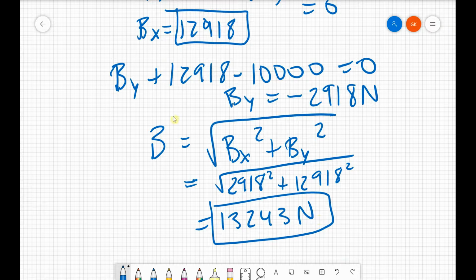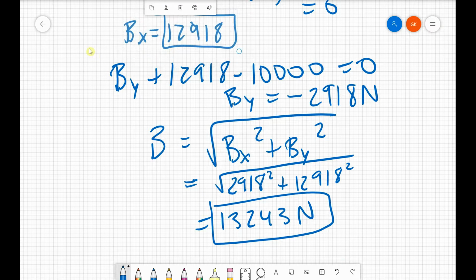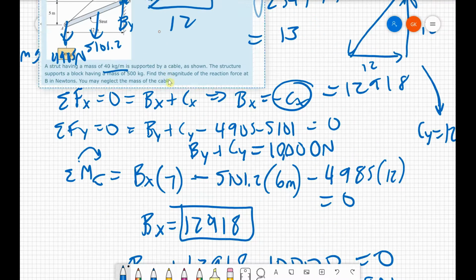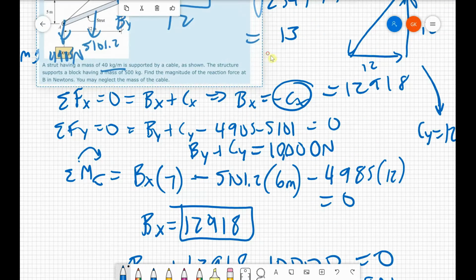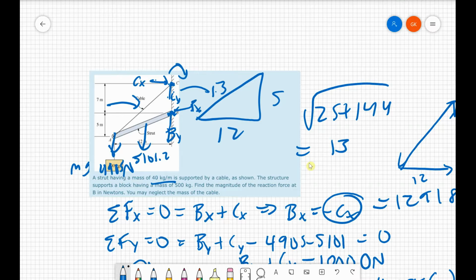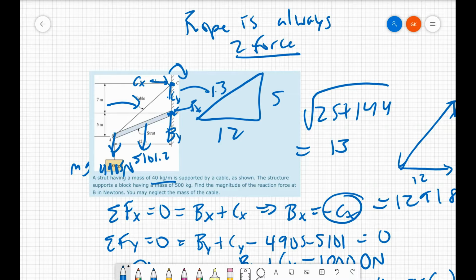And just as a reminder, the reason I was able to solve it so quickly there, and I didn't have to do any other equations, is because a rope is always a two-force member. Rope is always a two-force member. And so since I knew one component of that force, and I knew the slope, I knew the second component.